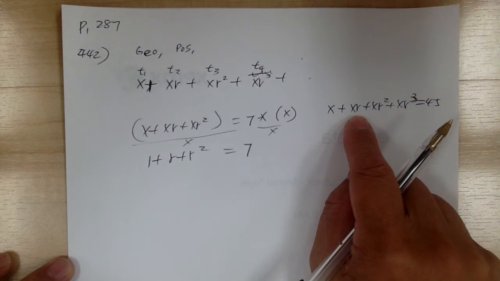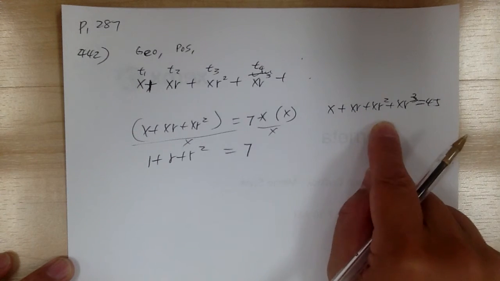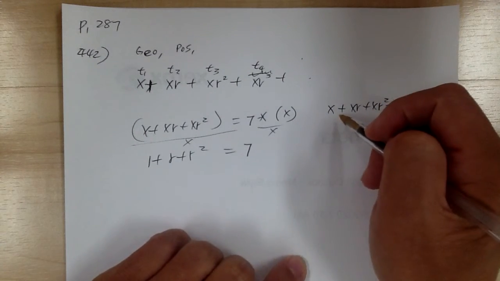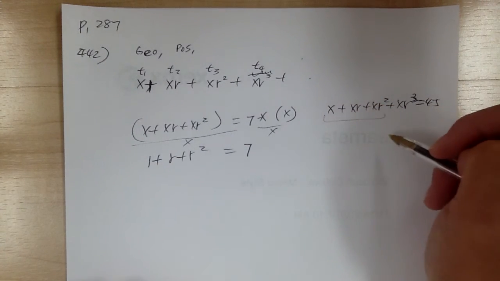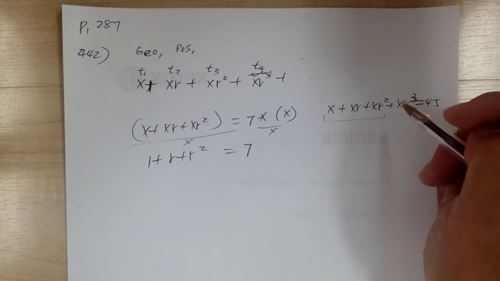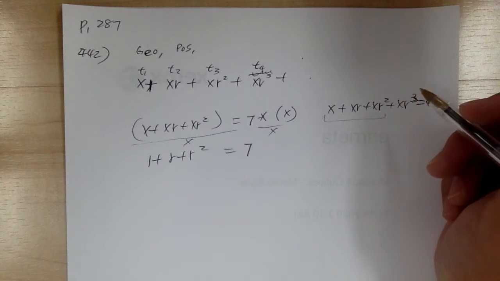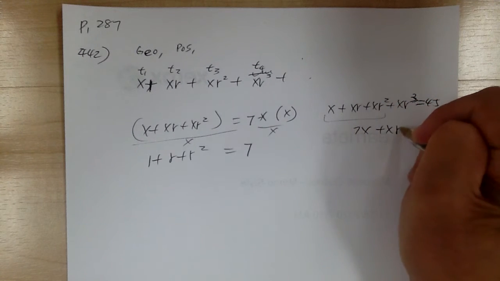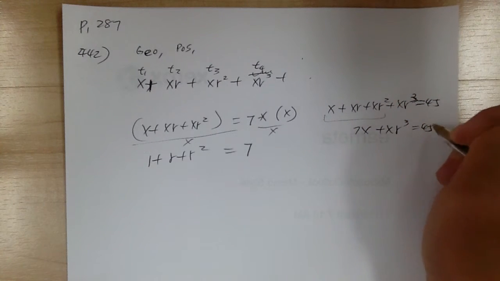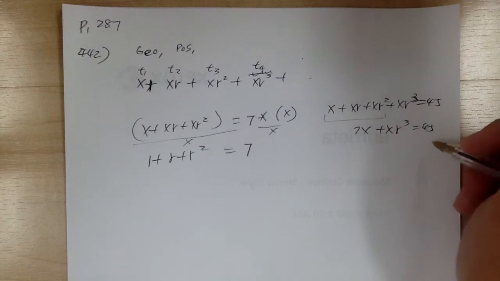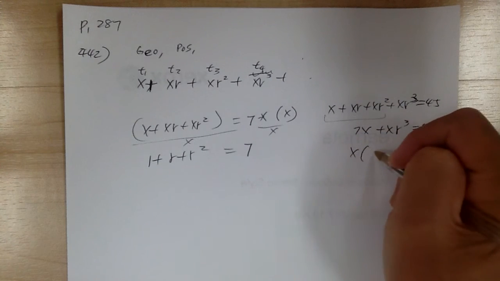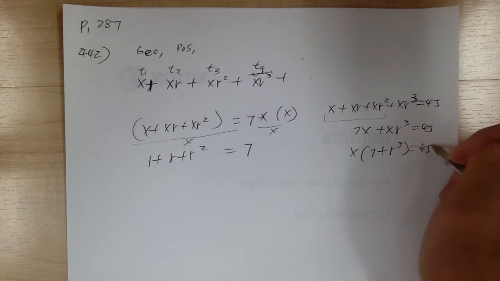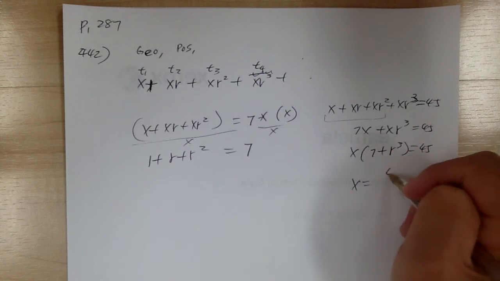And this one over here, from here we know that this is equal to 7x. Notice that this is equal to 7x. So we can substitute. So you get 7x plus xr cubed equal to 45. And we can factor out the x. So you get x times 7 plus r cubed equal to 45.